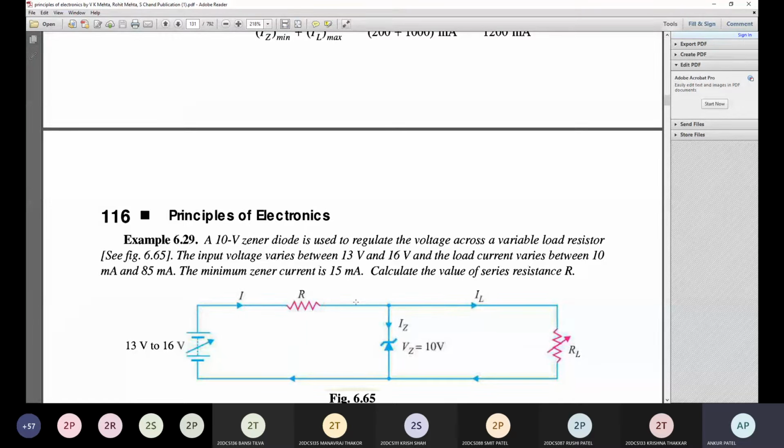Anyone have tried for this? Whatever you are getting, just tell me the answer. It's okay if you are getting it wrong. 120 ohm. Okay, the first answer is 120 ohm. Anyone getting 120 ohm or another answer?